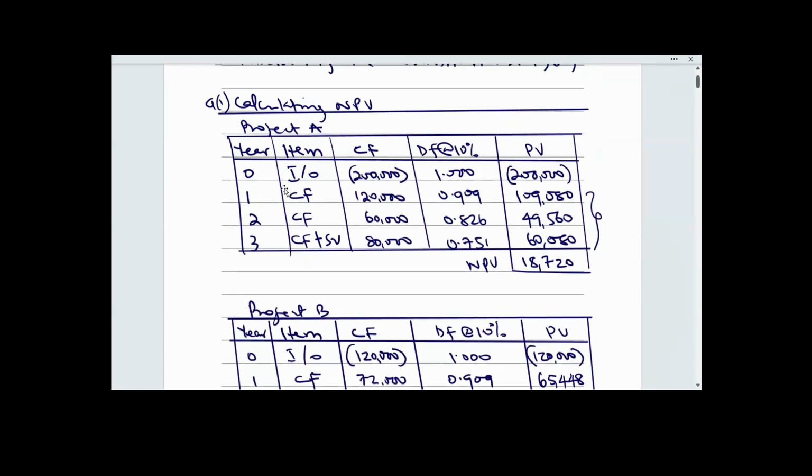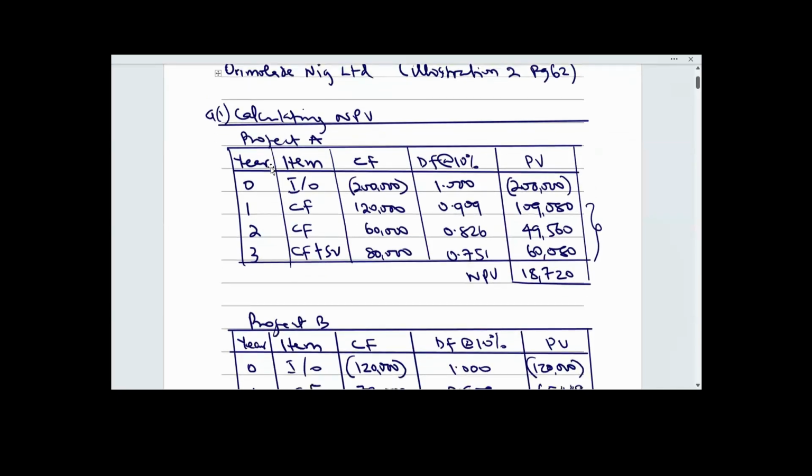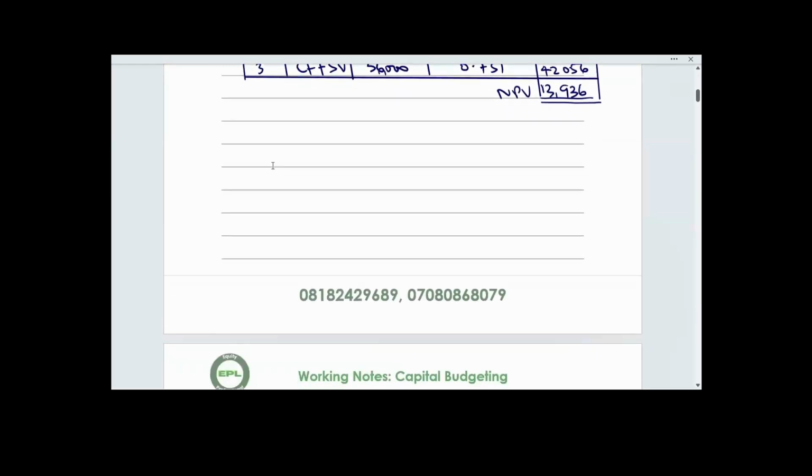Examiner says you should calculate NPV, approximate internal rate of return, and then payback period. So the next thing we want to do now, number 2, is to calculate internal rate of return. Can I ask you a question, please? Who is speaking? It's Chidima. Yeah, go ahead with your question.